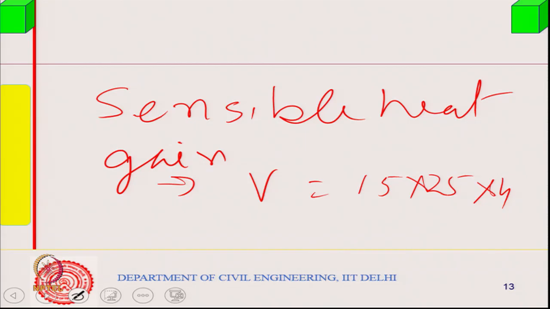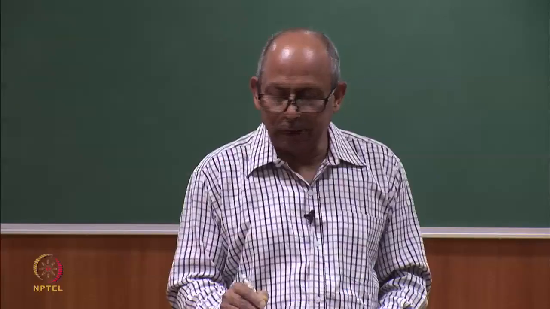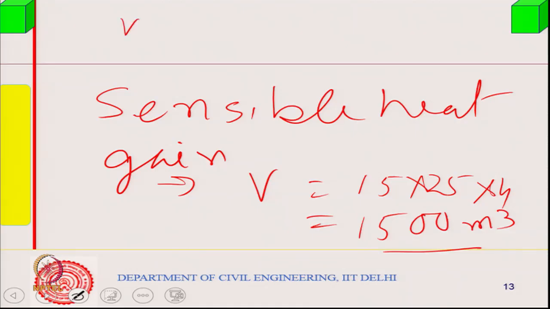So, that is how much? 1500 meter cube, that is the volume of the room. Okay. Sensible heat gain will have components, that is the first thing. This information I will require, so I will keep this: the volume of the room is 1500 meter cube.